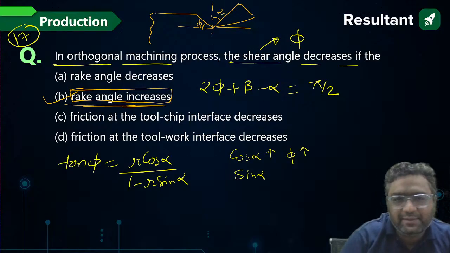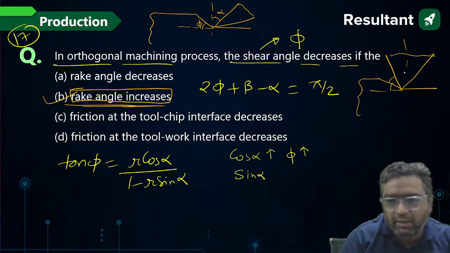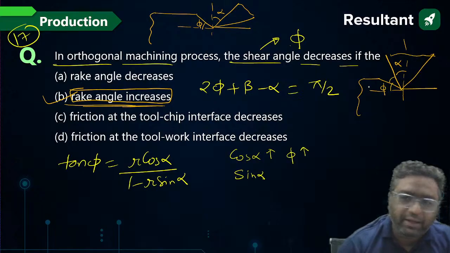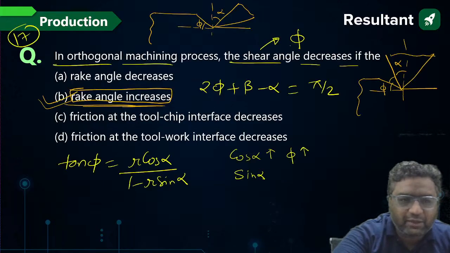If you see, this is basically the case of positive rake angle. If I show you the case of negative rake angle, then tool will be like this. This is negative rake angle. If you remember, this is going to be rake angle now. So rake angle increases when you have a decrease in the shear angle. Moving to the next question, guys.